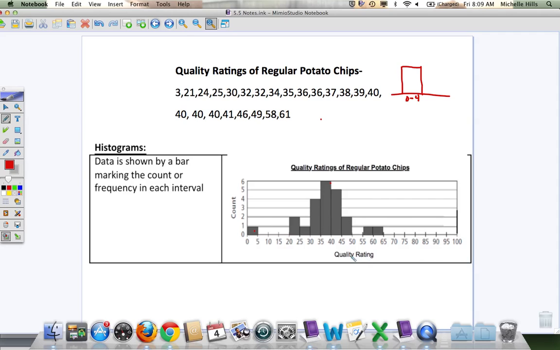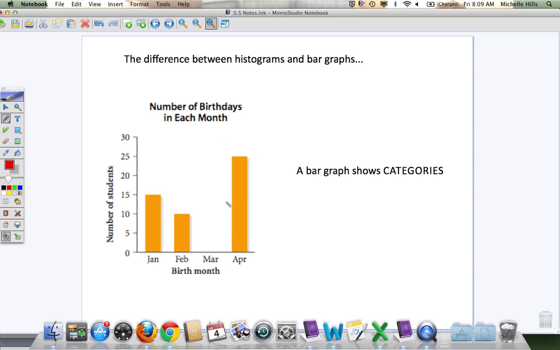And then down here is the thing that we're measuring. So if we were measuring people or dollars or something else, that would be down here. In this case, we're measuring the quality ratings of regular potato chips. Now, the difference between a histogram and a bar graph is that a bar graph shows categories.